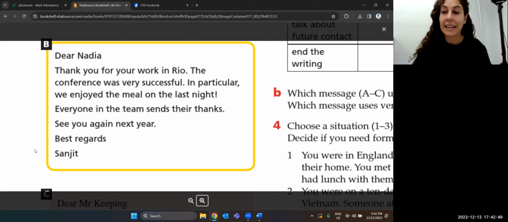Now, this is more like an email. It's got a bit more formal language. It's got the structure of an email, but still it has a thank you in there. And why? Why is Sanjit writing to Nadia to say thank you?